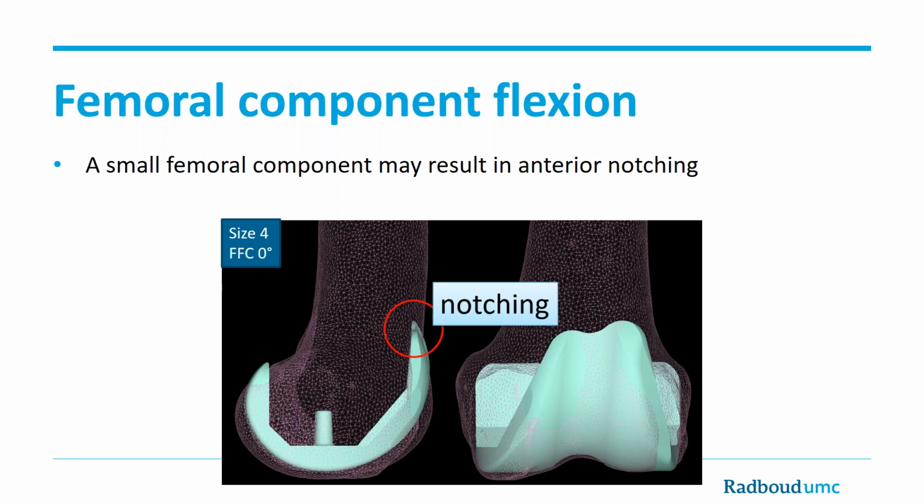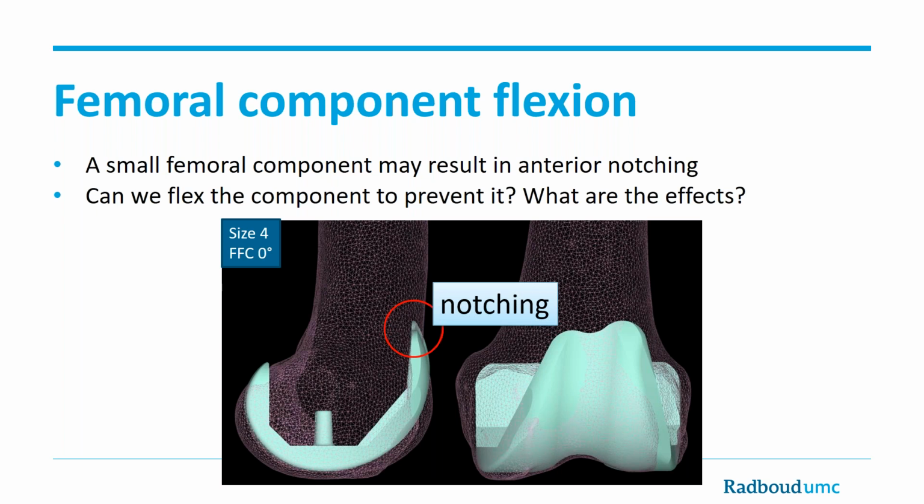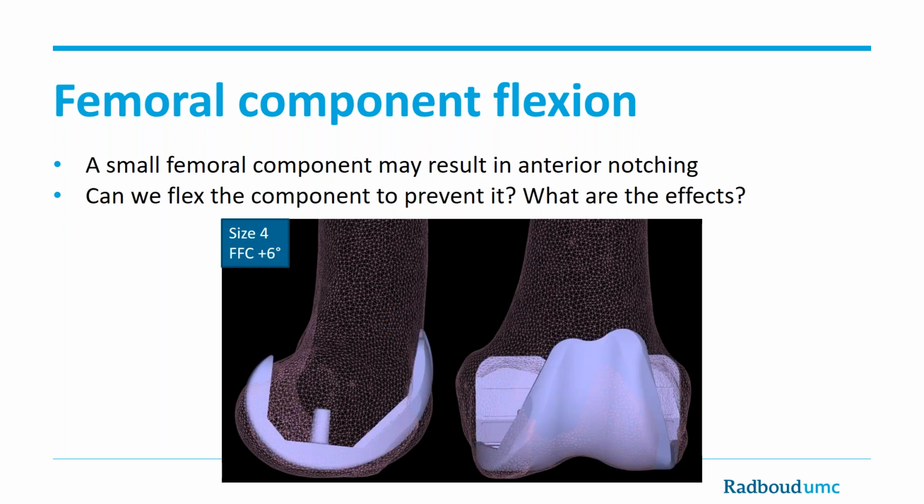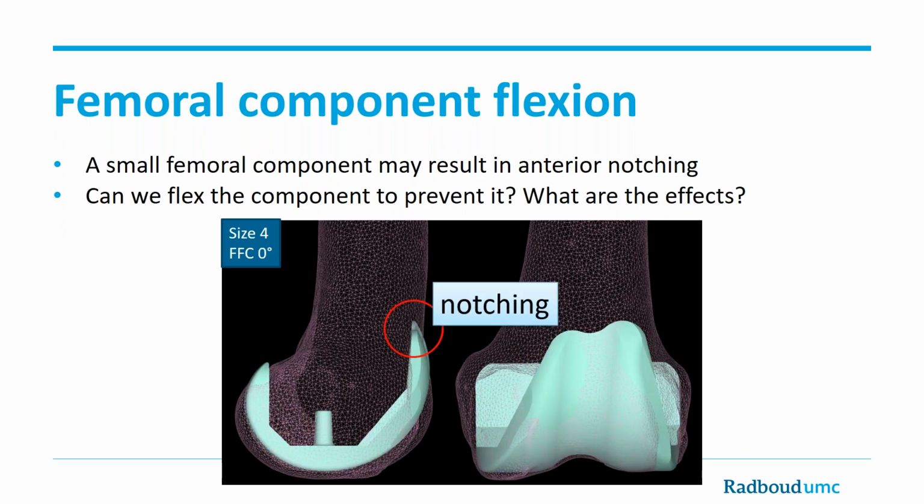You can see this in this picture when the flange of the component is actually overlapping the bone. So this is also undesired, and surgeons seek a solution for this problem. And the idea that came was, can we flex the component to prevent this notching? And what actually happens from a biomechanical point of view on this prosthesis? So this would be a simulation of flexion of the femoral component, which by just looking at the alignment seems much better than the notching case.